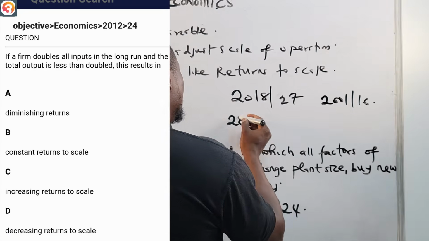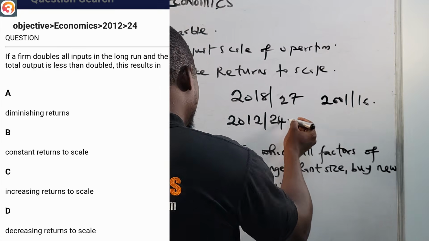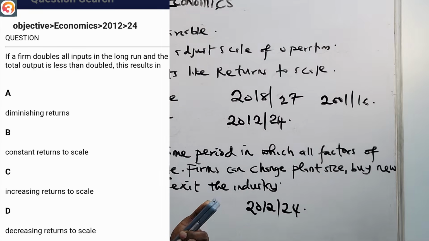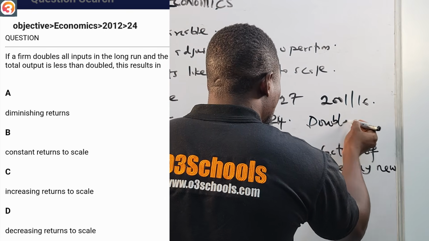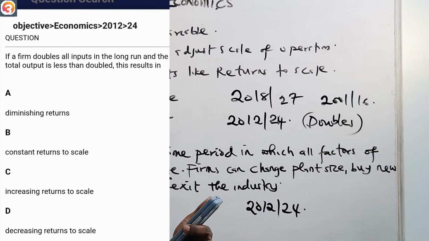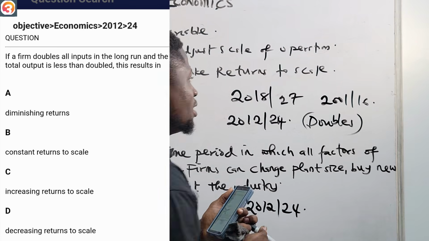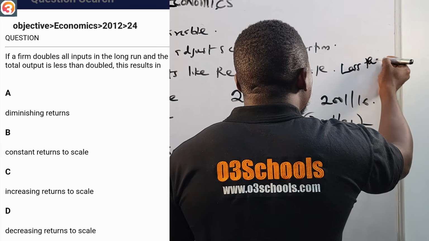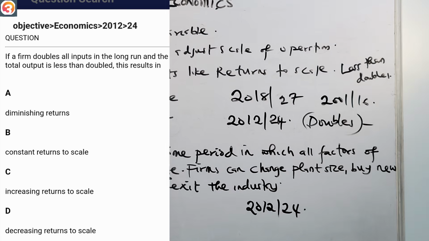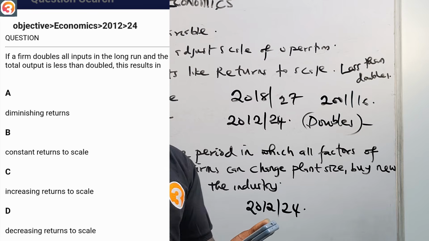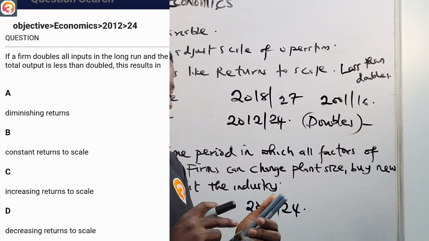2012 number 24 says that if a firm doubles all inputs in the long run, and the total output less than doubles, what are we talking about there? Is it diminishing return, constant return to scale, increasing return to scale, or decreasing return to scale? So tell me the answer in the comment section.